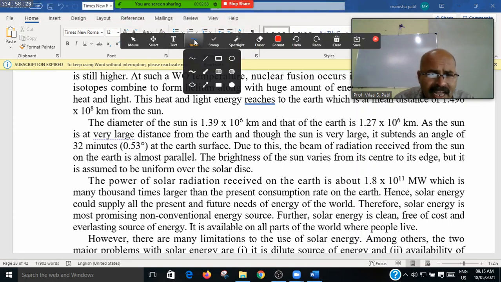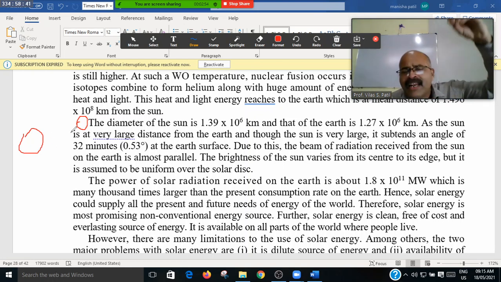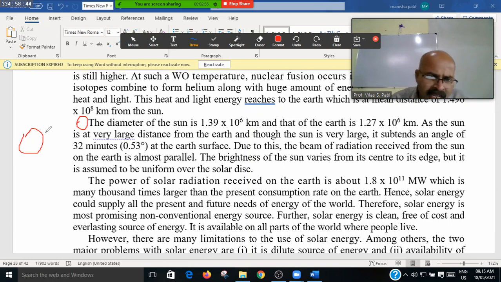Just using annotate, I am drawing one diagram. This is the sun, which is large, and the earth is small, and this is a very large distance. That is, the sun is at a very large distance from the earth, and due to that it can subtend a very small angle, and that angle is about 32 minutes. It is shown here.